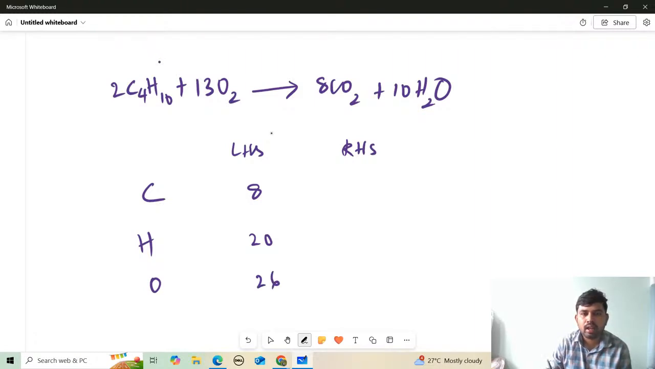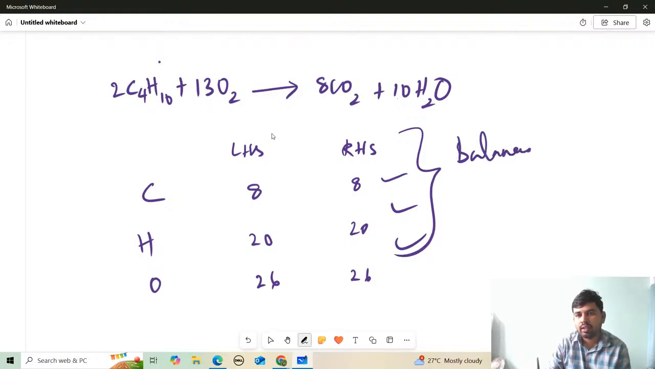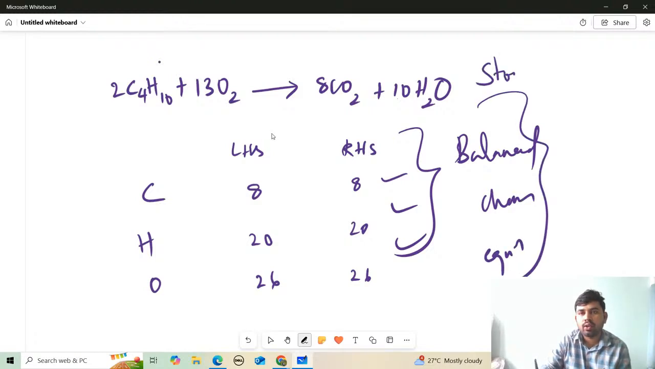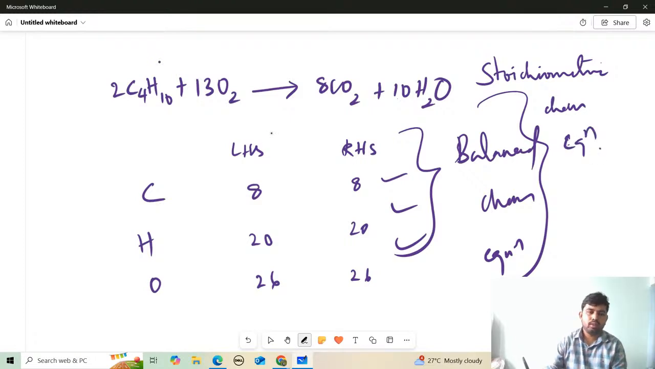On the right hand side you see 8 into 1 carbon, 8 carbons are there. Next we have hydrogens. 10 into 2, how many hydrogens? 20 hydrogens are there. 8 into 2 is 16 oxygen plus 10 oxygen, 26. So all are balanced. So this kind of equation is called what? A balanced chemical equation, or one more name is stoichiometric chemical equation. Okay, just remember what we discussed here.